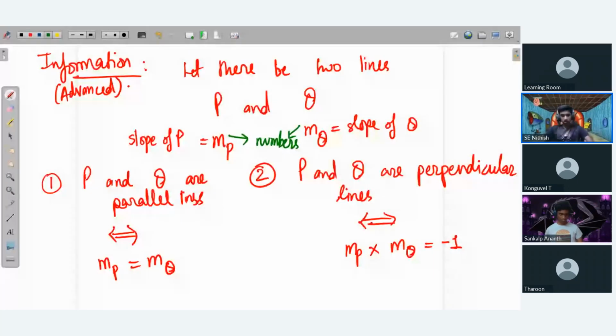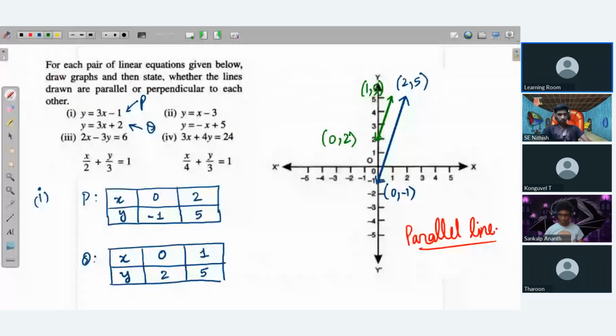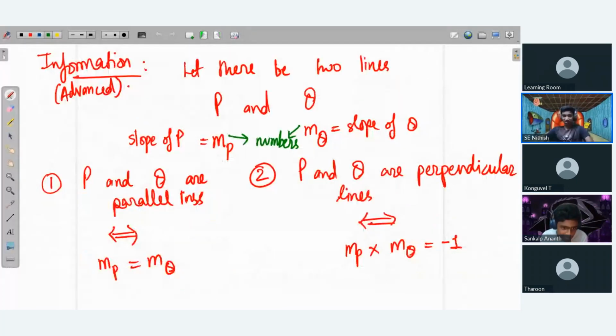Okay. So quickly, can you tell for the second part, what is their situation? Parallel or perpendicular? Perpendicular. Because the slope of the first line is 1, and the slope of the second line is -1. So the product of 1 and -1 is -1. If you want to plot, then also you can see it easily. Understandable? Very good.